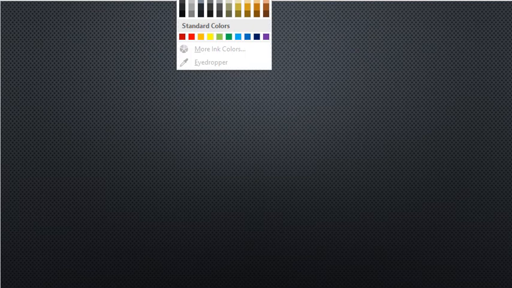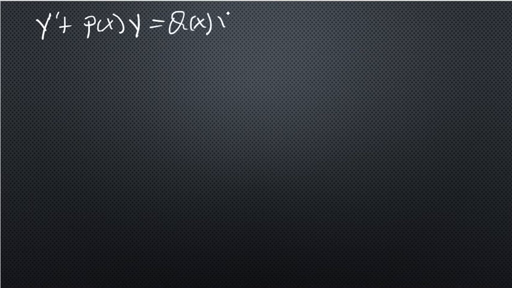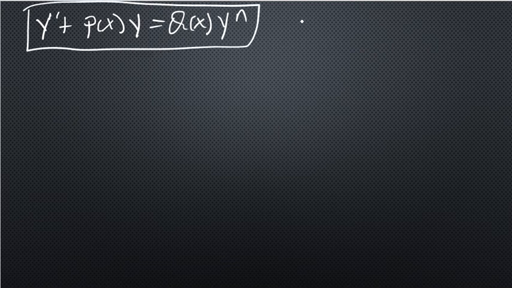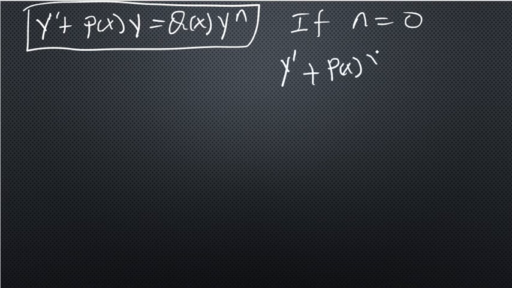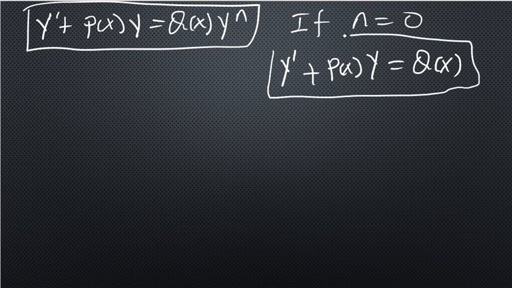The differential equation of the form y derivative plus p of x y is equal to q of x y to the power of n, we call Bernoulli's equation. But if n is equal to 0, the Bernoulli's equation immediately changes to a linear equation. It's going to be y derivative plus p of x y is equal to q of x. This is a linear ordinary differential equation.